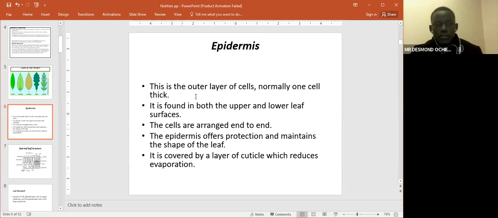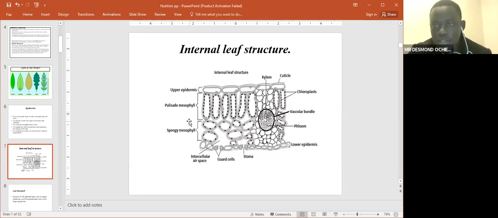Just before we look at the internal structure of the leaf, I think we should look at it now. Let us look at the internal leaf structure, and I have just displayed a diagram of the internal structure of the leaf. This is a very common area for examination, and I think you have always seen that.